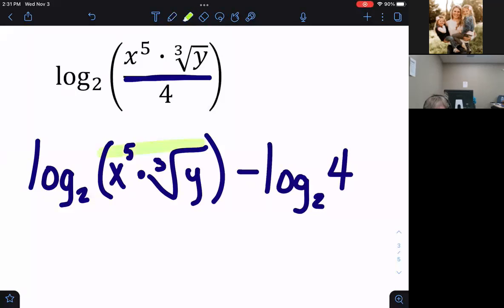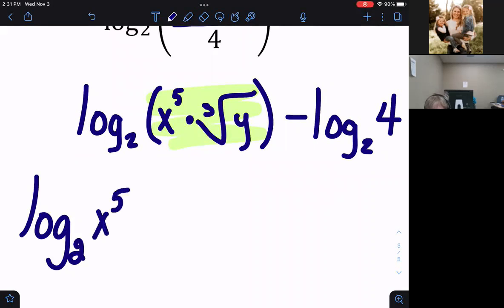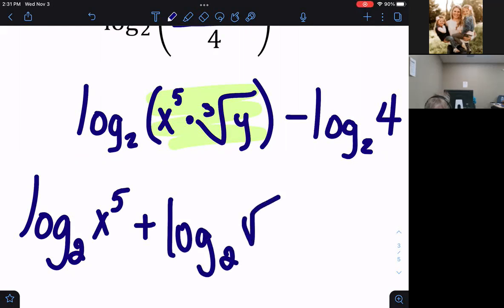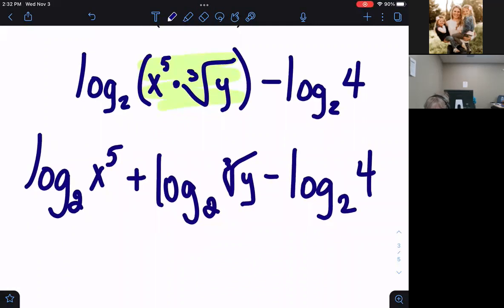So now looking at this term here, I see multiplication. That tells me that I need to separate this first logarithm into two new logarithms. So log base 2 of x to the 5th plus, because it's multiplication, we're going to use the product property, log base 2 of the cube root of y minus log base 2 of 4. We're getting closer. We've eliminated all of the multiplication and division.